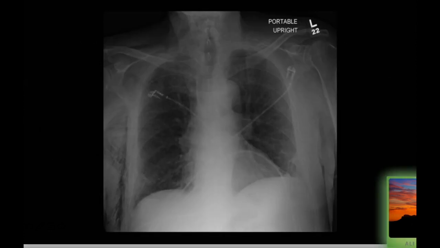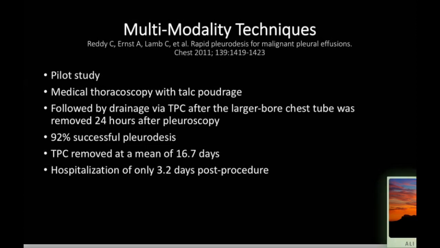The patient had a fluoroscopy, and had an indwelling pleural catheter placed and was sent home. So that was done.